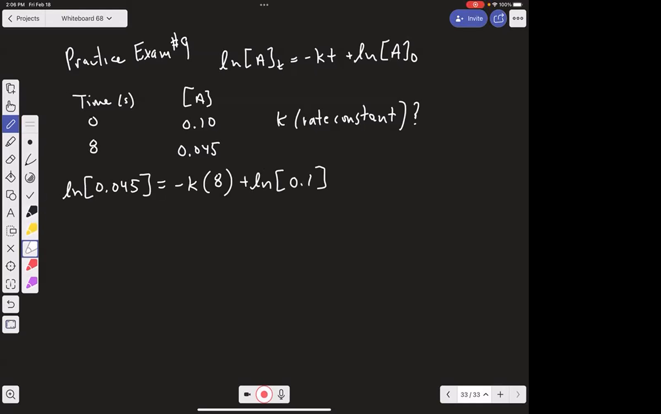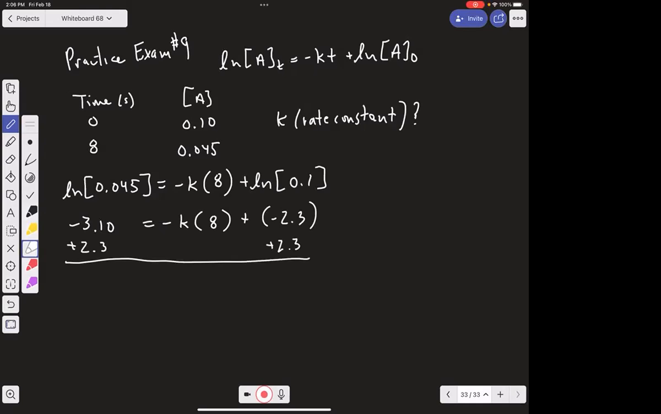So take the natural log of both of those, and I get negative 3.1 equals negative k times 8 plus, I should have written a negative, negative 2.3. We want to solve for k, so I'm just going to add 2.3 across on both sides. And I get about negative 0.797 equals negative k times 8. And those are seconds, 8 seconds, I drop that.